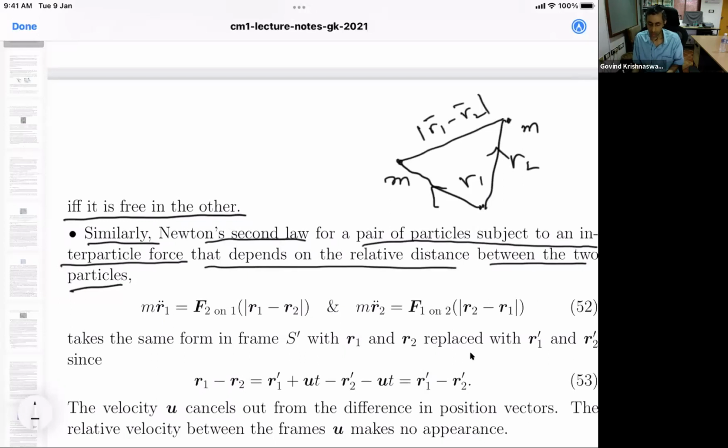Yeah, I mean, this is just a specific example. The force could depend not just on the distance, it may depend on the actual vector R1 minus R2. That too is fine. But let us just consider this as an example.